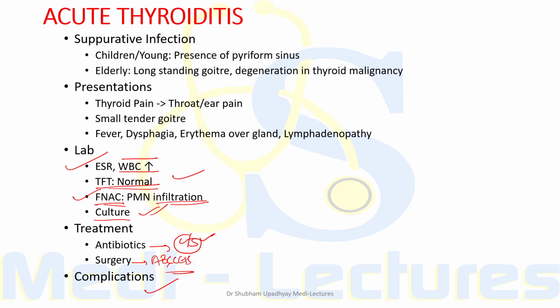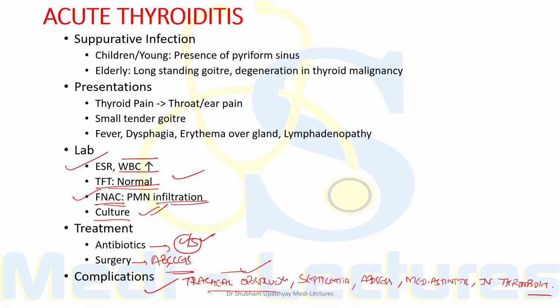What can be the complications? There can be tracheal obstruction due to thyroid swelling. The patient can end up in septicemia and multi-organ dysfunction. The abscess can reach the retropharyngeal space, leading to retropharyngeal abscess. There can be mediastinitis if the abscess reaches the mediastinum, and there can be jugular venous thrombosis. So all these can be the complications of acute thyroiditis.